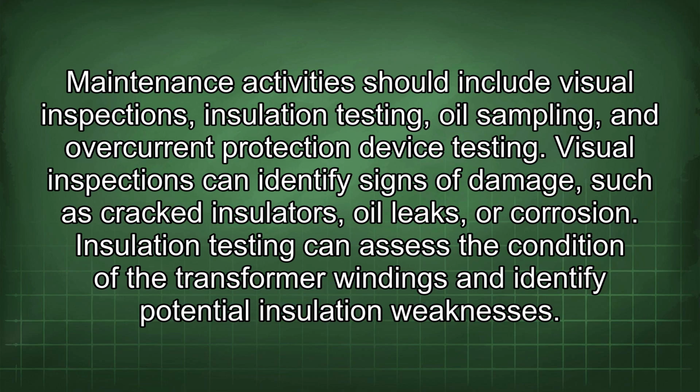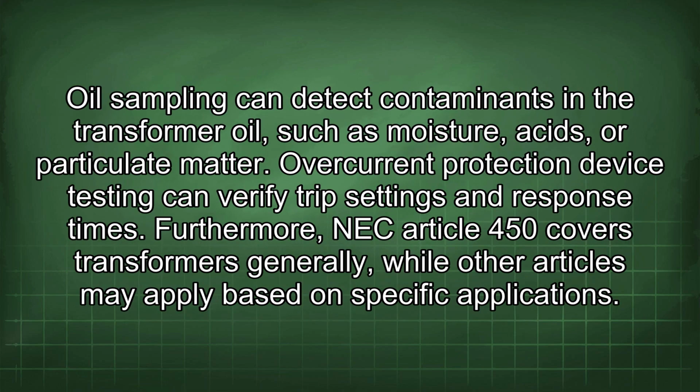Insulation testing can assess the condition of the transformer windings and identify potential insulation weaknesses. Oil sampling can detect contaminants in the transformer oil, such as moisture, acids, or particulate matter. Overcurrent protection device testing can verify trip settings and response times.